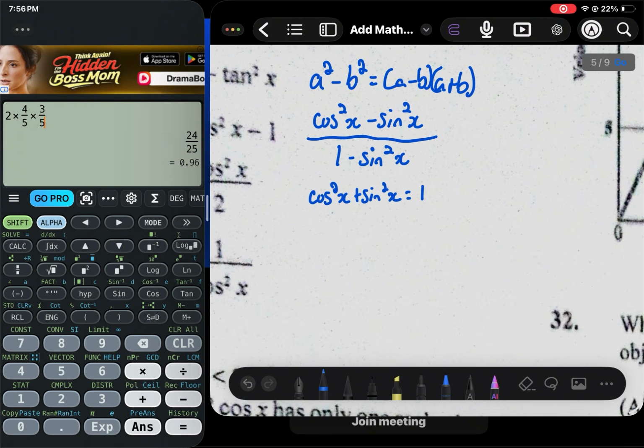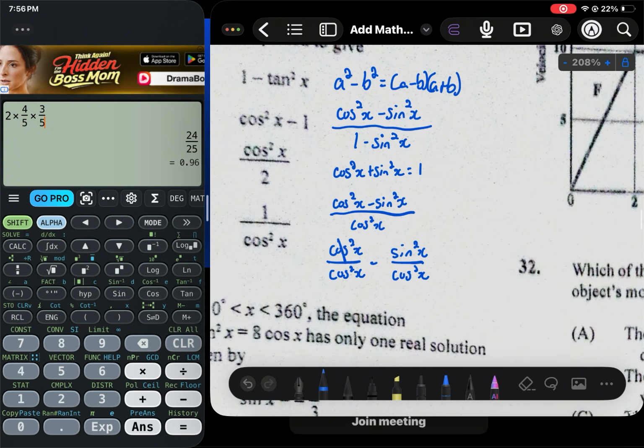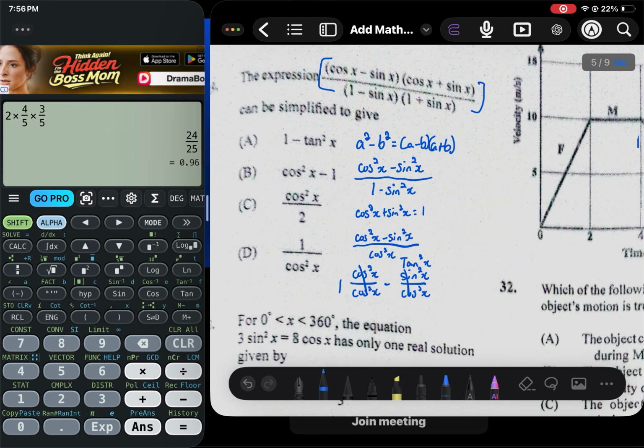So we get cosine squared x minus sine squared x over cosine squared x. And we split this into two fractions. So cosine squared x over cosine squared x minus sine squared x over cosine squared x. And you know, when you simplify, we get 1 here. And sine over cos is tan. So we get tan squared x. So our answer is 1 minus tan squared x.